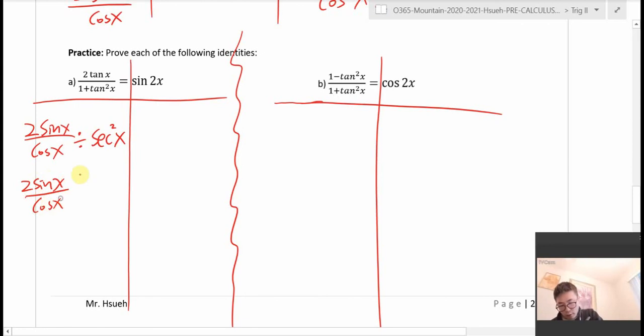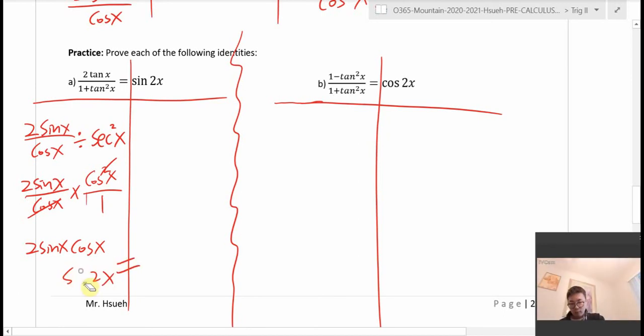Secant squared, remember, is 1 over cosine squared. And now because it's divided by, instead of times 1 over cosine squared, it's going to be cosine squared over 1. And then you can see you can cancel out the cosine x. You end up with 2 sine x cosine x, which is simply sine 2x. And you can see they are the same thing. Okay, so that's what you can do. Once you see 1 plus tangent squared, that is definitely secant squared x. Okay, you can reduce that first.